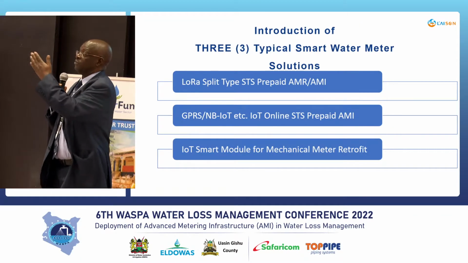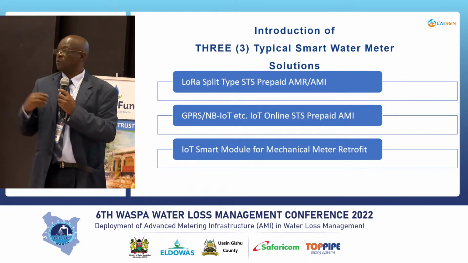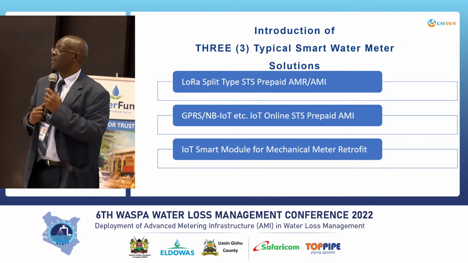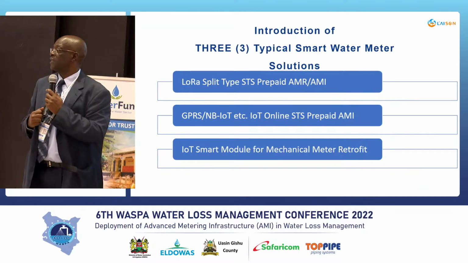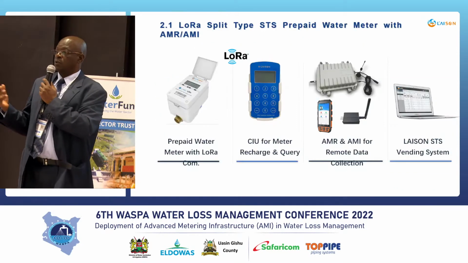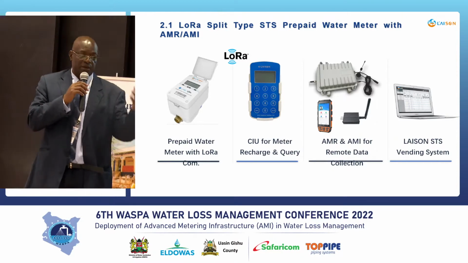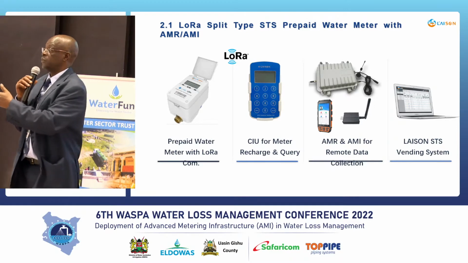So we have the 3 types of smart water meter solutions. We have the LoRa. My friend also presented about LoRa. We have the GPRS, the narrow band. Then we have the Internet of Things smart module. So as my friend also has just said, when you have time after here, you can come and have a look at all these we're talking about.